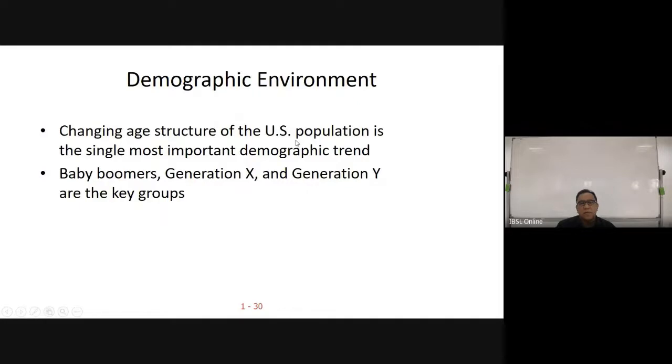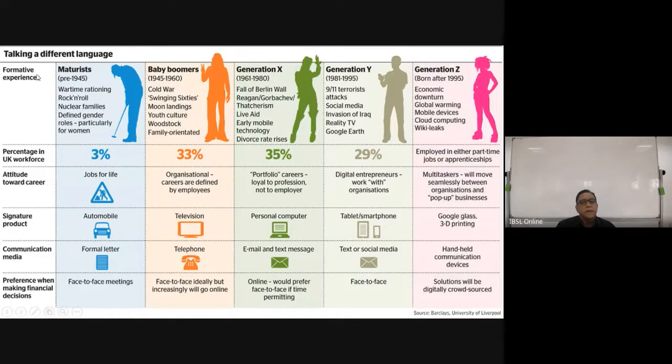The changing age structure of the US population is the single most important demographic trend. Age structure: the US, even in Sri Lanka, you find now some of these, baby boomers, Generation X, Y, and so on. So the US has labeled some groups depending on the years they were born. Baby boomers were born between 1945 and 1960. Generation X, 1961 to 1980. Generation Y, 1981 to 1995. So most of you must be here. Generation Z are those born after 1995.